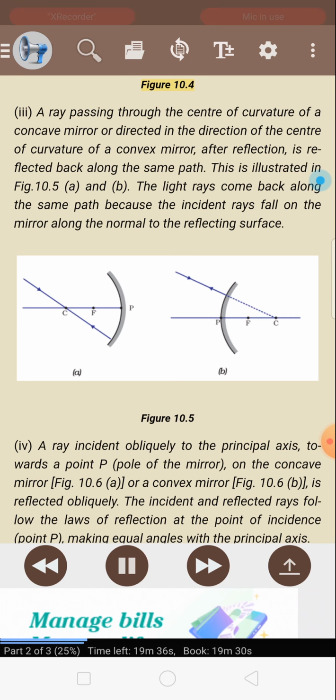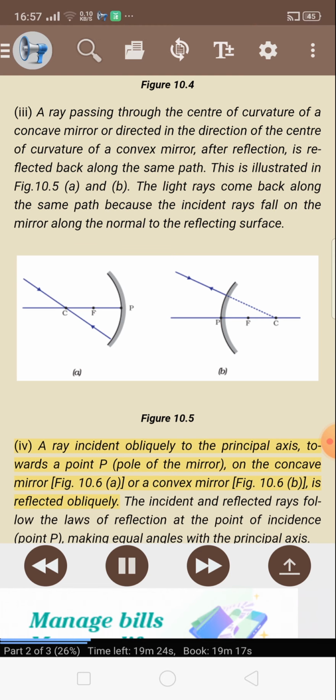A ray passing through the center of curvature of a concave mirror, or directed in the direction of the center of curvature of a convex mirror, after reflection is reflected back along the same path. This is illustrated in Fig. 10.5 (a) and (b). The light rays come back along the same path because the incident rays fall on the mirror along the normal to the reflecting surface. Fig. 10.5. A ray incident obliquely to the principal axis, towards a point P, the pole of the mirror, on the concave mirror.